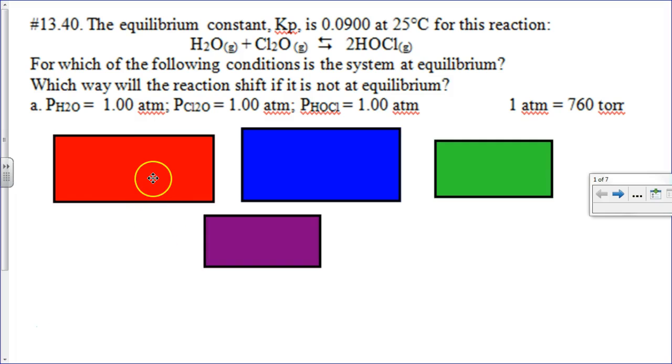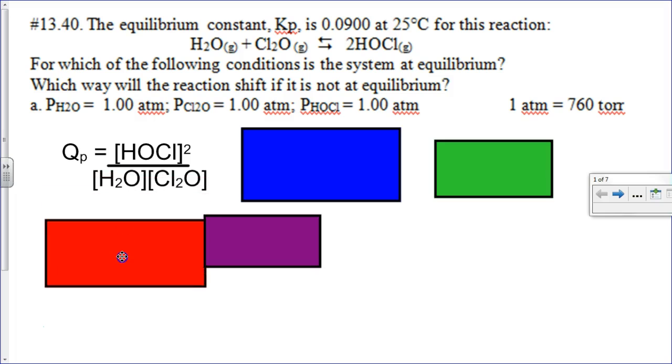So if we look at number 40 here, we're asked to find whether or not these conditions are at equilibrium. So the very first thing we should do in this problem is set up a Kp. And why don't you go ahead and try that right now. You can pause the video. Okay, you should have gotten a Kp that looks like this.